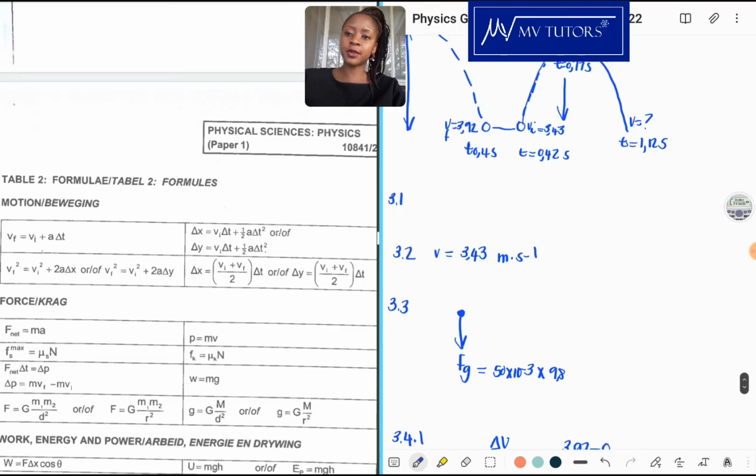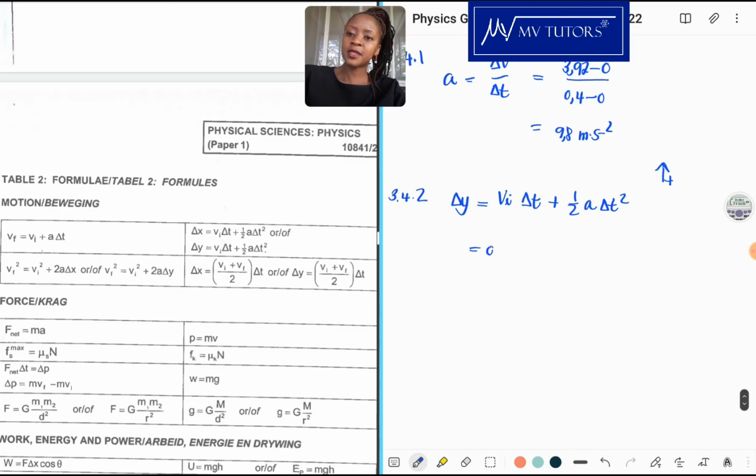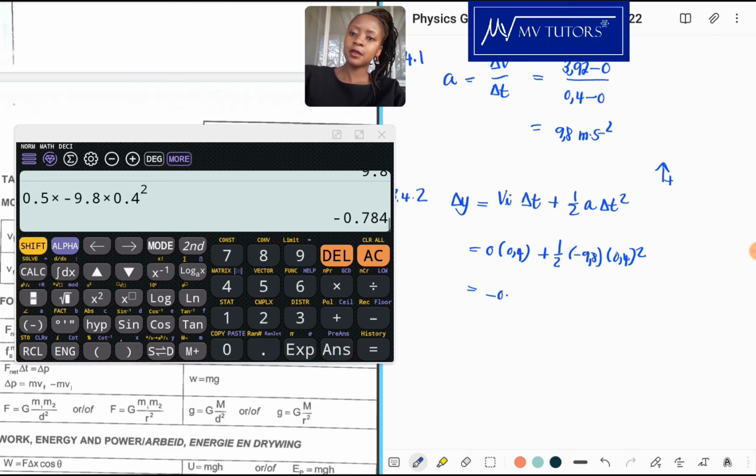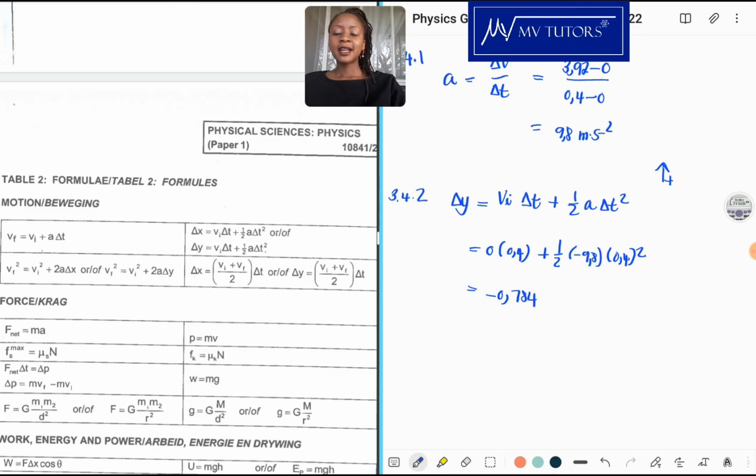Initial velocity is 0. Okay, and we said the time we're going to work with is 0.4. And then plus a half, but we have negative 9.8, and then 0.4 squared. So our answer would be, so I have 0.5 times negative 9.8 times 0.4 squared, and that's negative 0.784.